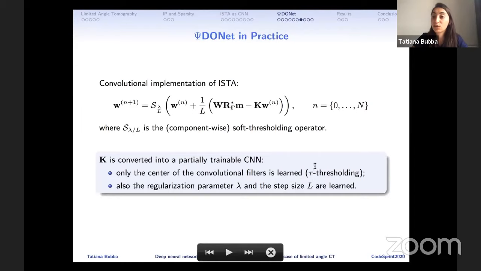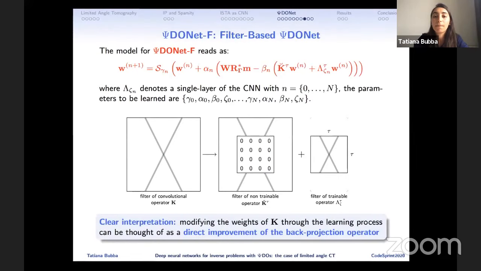How much of the center is dictated by tau, and among the parameters that can be learned we put the regularization parameter and the step size L. Okay. And for our PseudoNet, we propose 2 different implementations, and I will explain to you why we have 2 different ones.